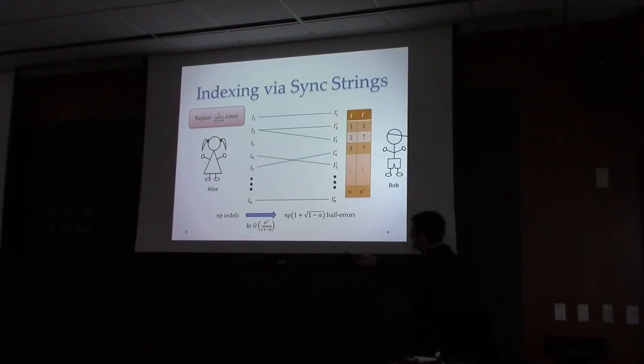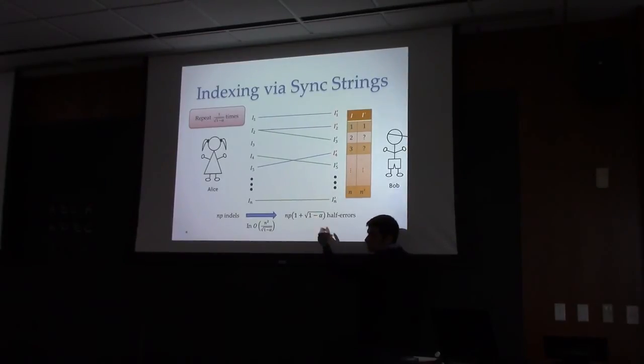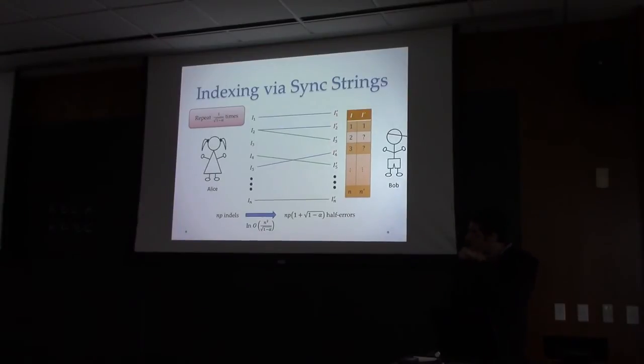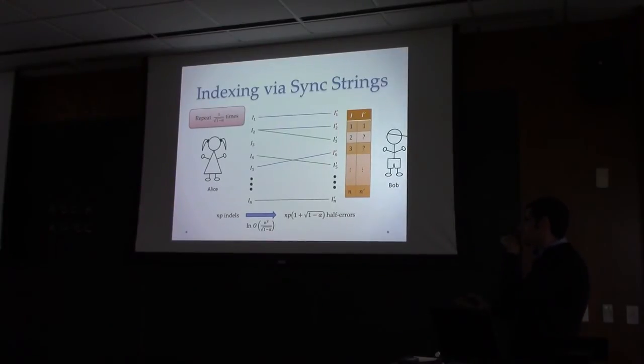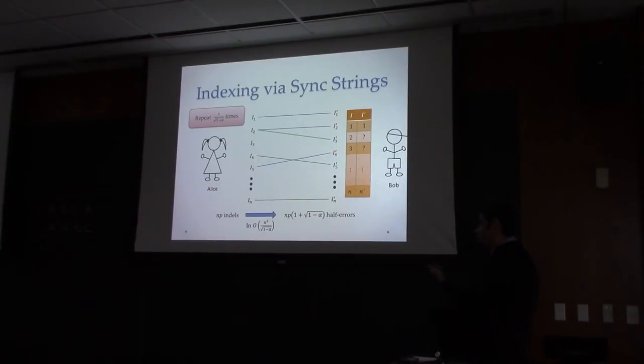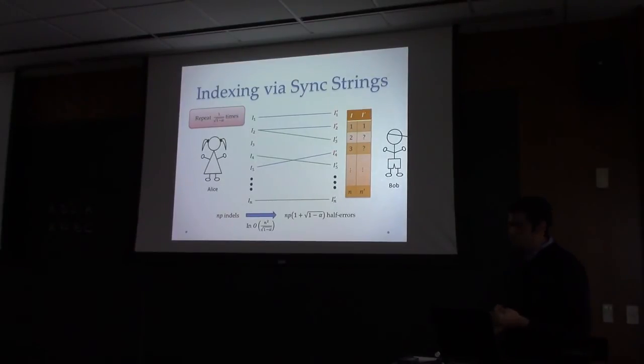And this square root of 1 minus alpha is actually that epsilon that I was talking about. So as you can take alpha as close as you wish to 1, you can make this thing as close as you wish to 0. So what I have just said is that you can turn k insertion deletions into k times 1 plus epsilon half errors in quadratic time.